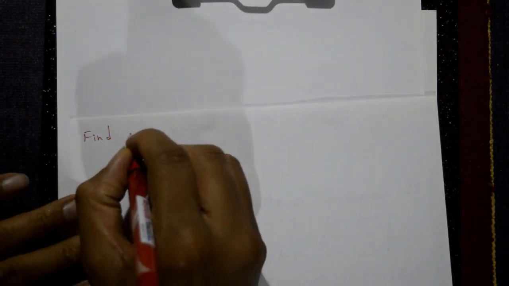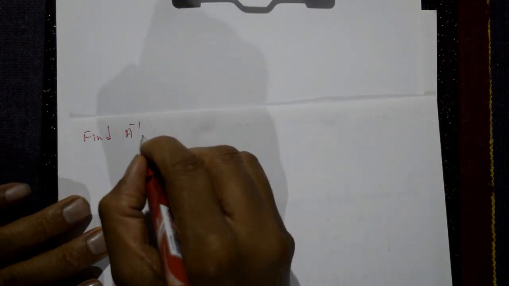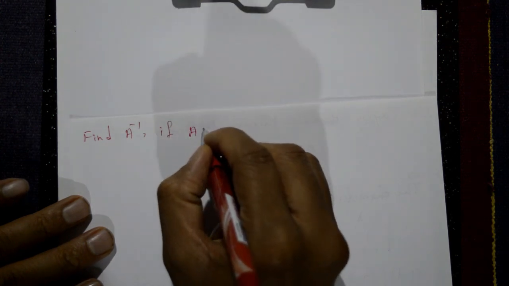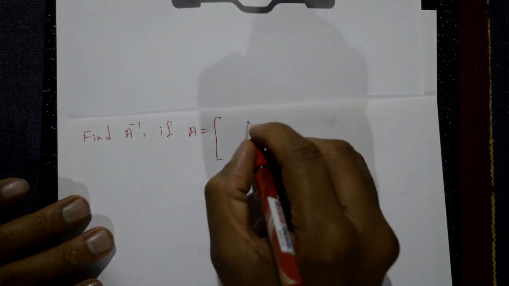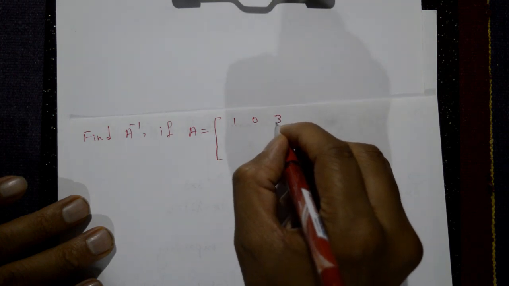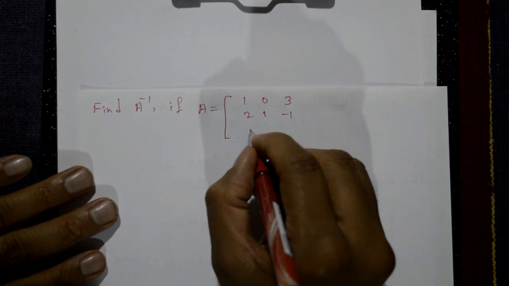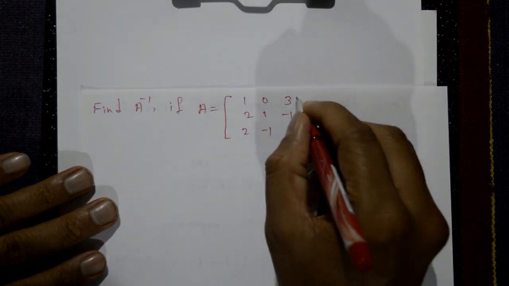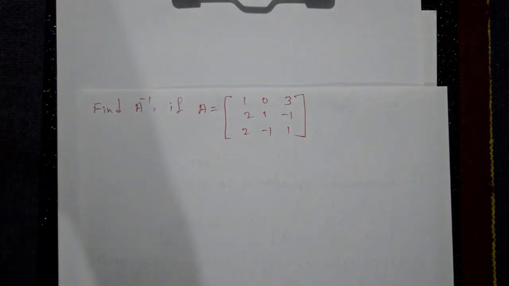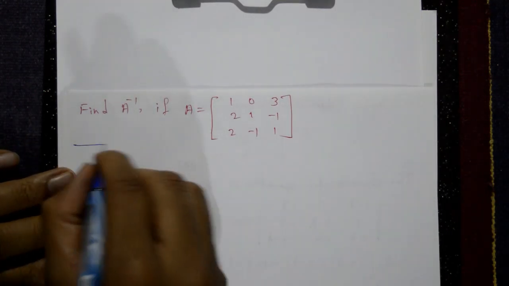Okay. Next example: find A inverse if A is given as 1 0 3, 2 1 minus 1, 2 minus 1 1. Given this, find the inverse of the matrix.